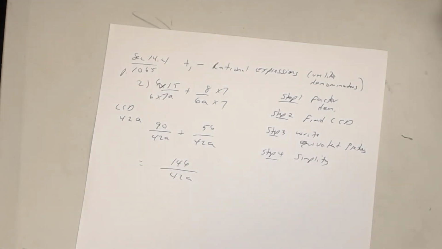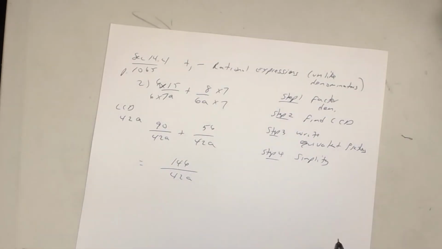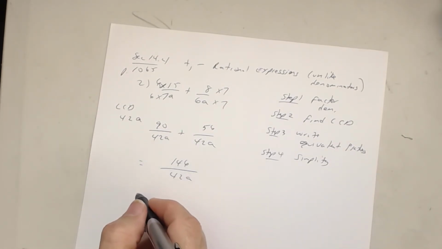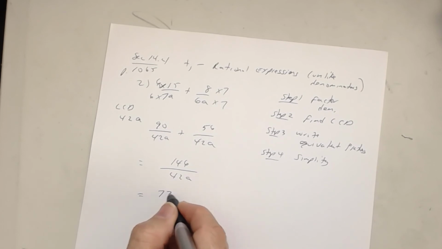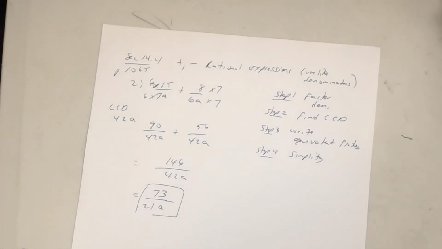Now, simplifying takes several forms here. I could factor first and then reduce. But can I factor anything here? Factor. No. But I can reduce 146 and 42, right? They're both divisible by what? 73? But they're both divisible by 2, correct? So 146 divided by 2 is 73. 42 divided by 2 is 21. So that's 73 over 21a. So there's your answer. So that was number 2.